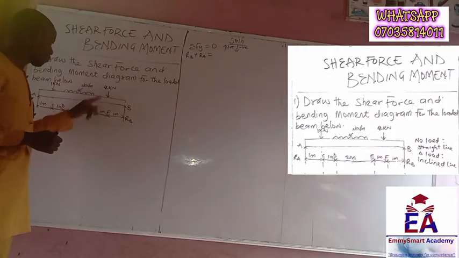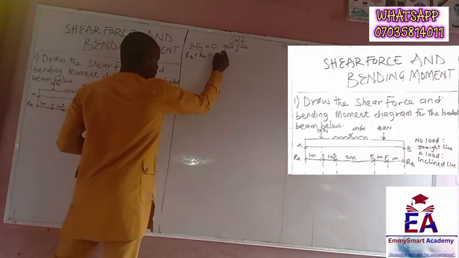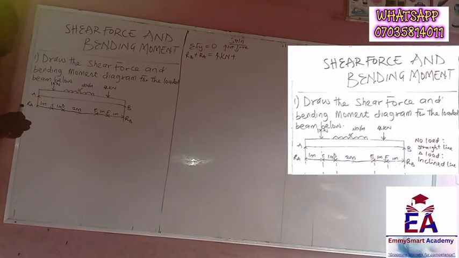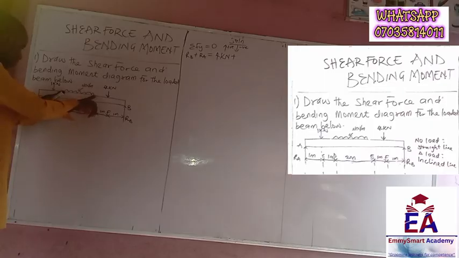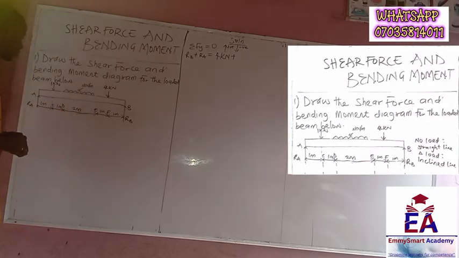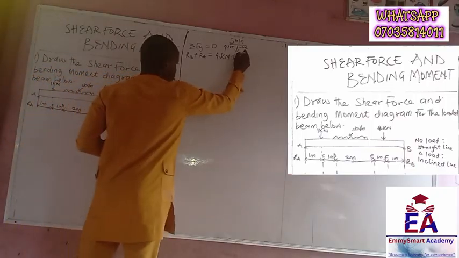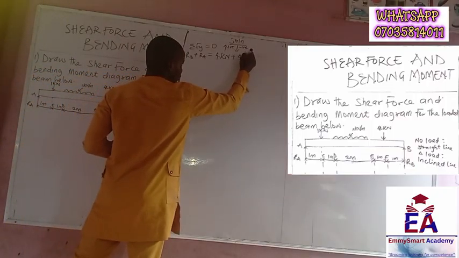the downward forces now. So the downward forces we have 4 kilonewton plus we have 2 kilonewton per meter. So we change this distributed load to a point load. This load acts along this particular length, from here to here. So if I change it to a point load, I'm going to have 2 times 2. And 2 times 2 is what? 4. So we have 4 kilonewton, right?